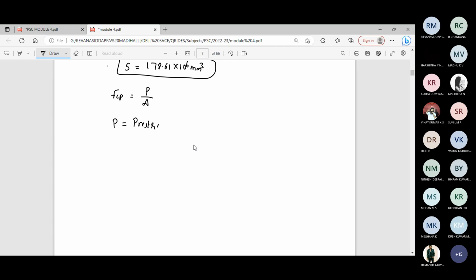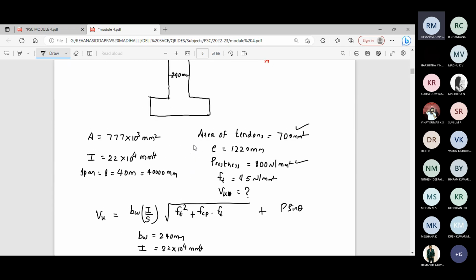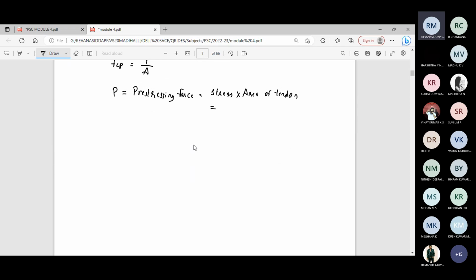pre-stressing force is equal to stress multiplied by the area of the tendon, not the full cross-sectional area. Okay. Stress in the tendon is 800 and area is 700. 800 into 700. The answer that I get is 560 into 10 power 3 Newton. Okay, P is equal to 560 into 10 power 3 Newton.